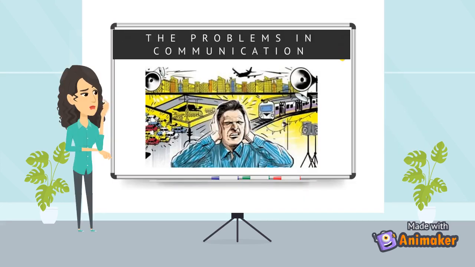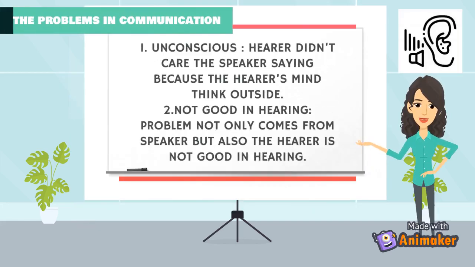Okay, the next discussion, I will explain the problems in communication. Now I will explain the problems in communication. What are the problems in communication? The first is unconscious. It means the hearer is not in position yet. So, the hearer didn't hear what the speaker said because the hearer's mind is thinking about something else.